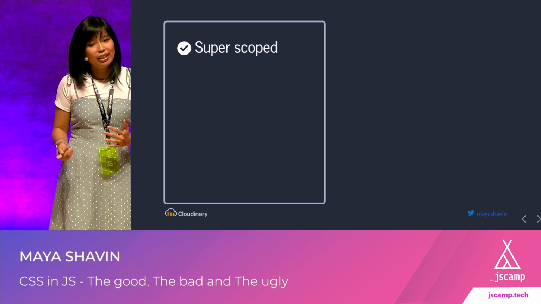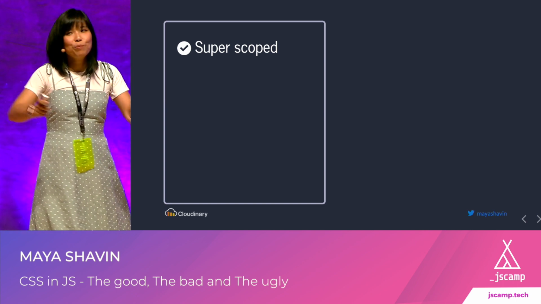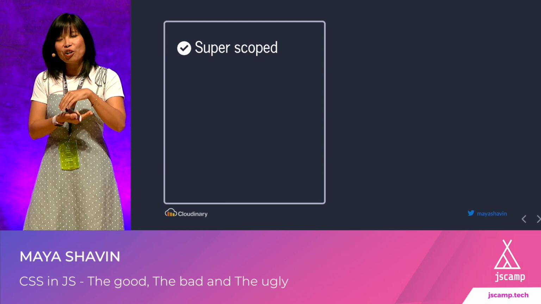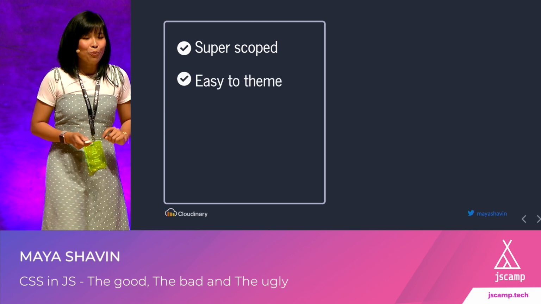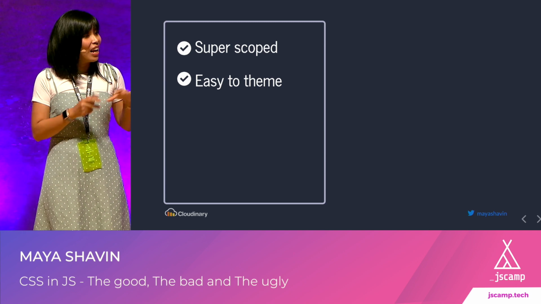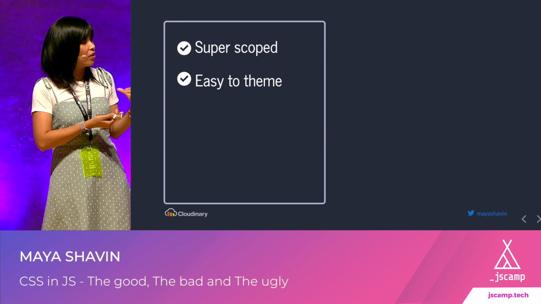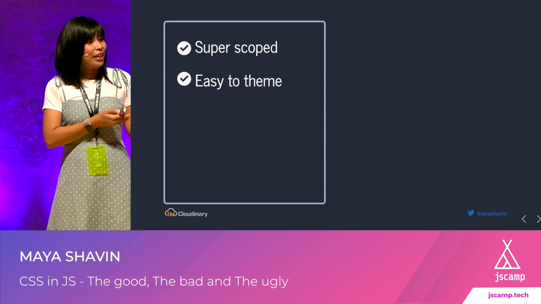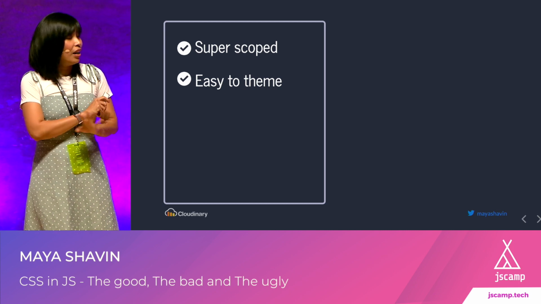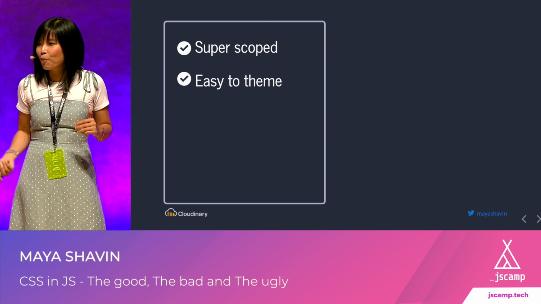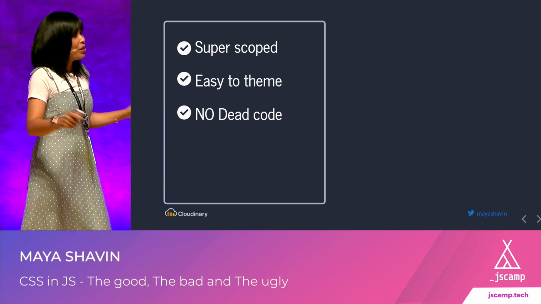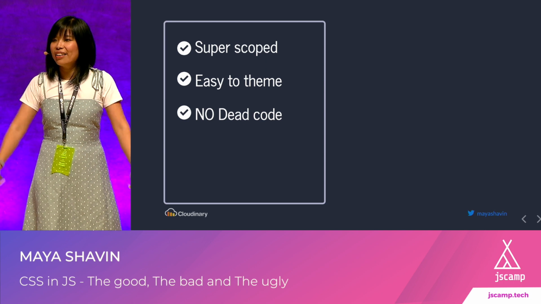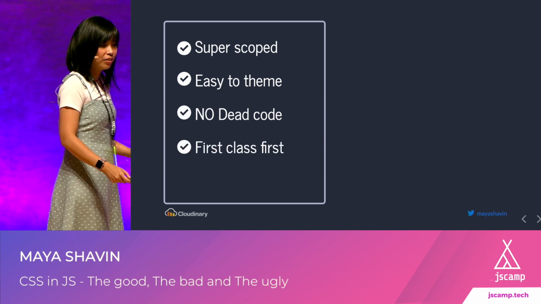So what's good about it? First, it's scoped. Super scoped, not just scoped. Because all the styles live and stay within the component, like we said, but it's not inline. That's good. Easy to theme. It has a theme mechanism built in using the context API of React. So you can theme it without any problem and don't have any problem with browser support because it's JavaScript. No dead code. Yay, you don't have any dead code because you have the style inside. So you know exactly where you don't need it.